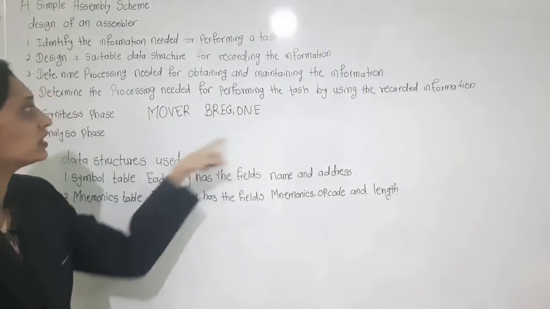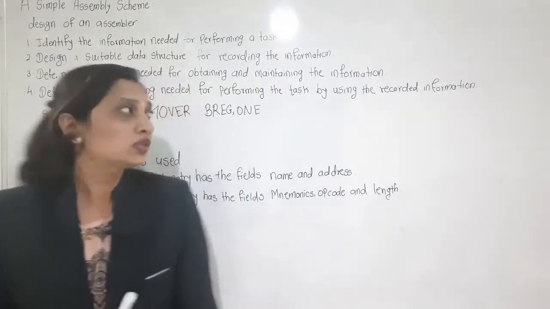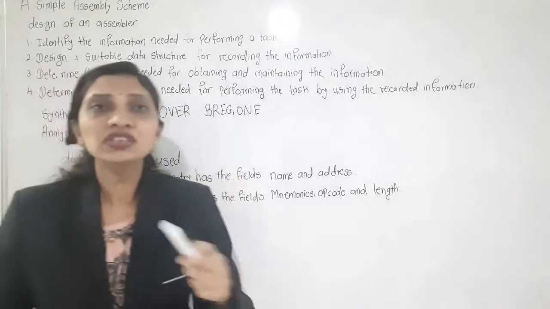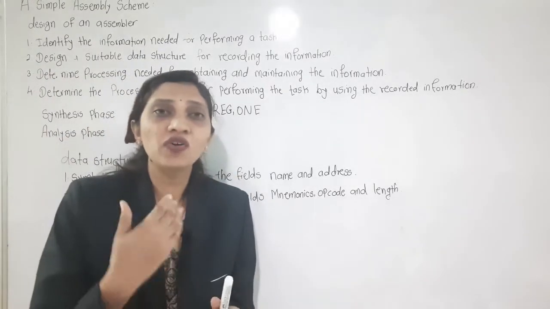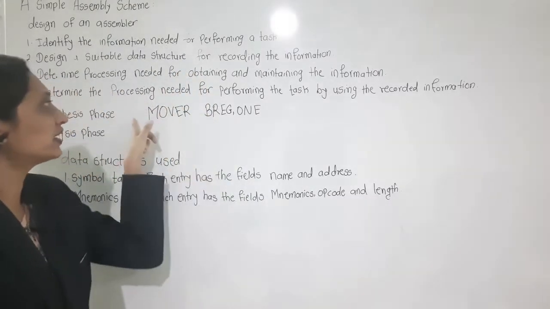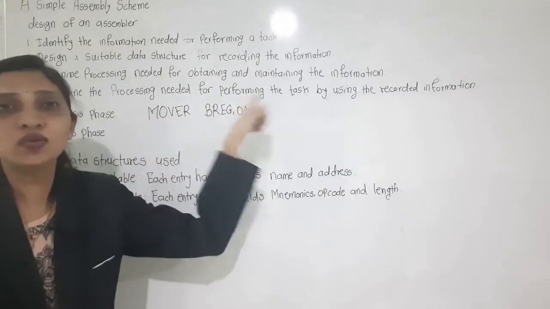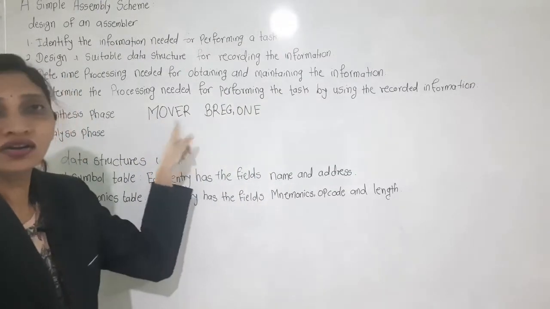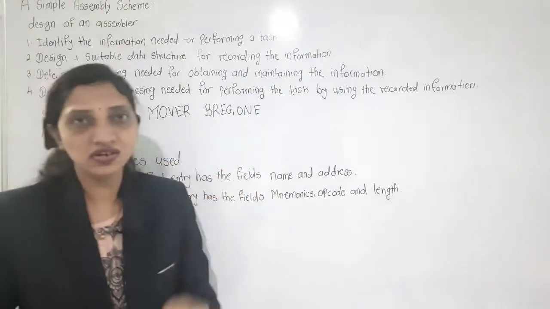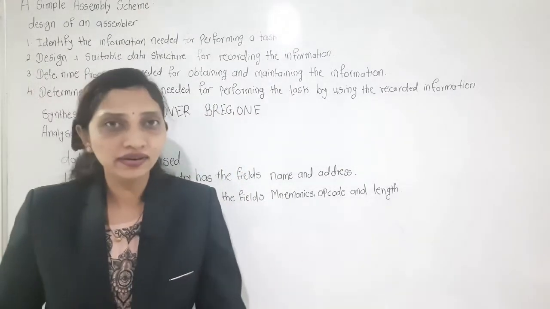So how is this statement synthesized during the assembly process? For this, what do we require? Means which data structures are required there, also which information gathering is required there. Now when we consider the statement, the first, MOVER, is a mnemonic. After that BREG is a register and ONE is nothing but a symbolic name.